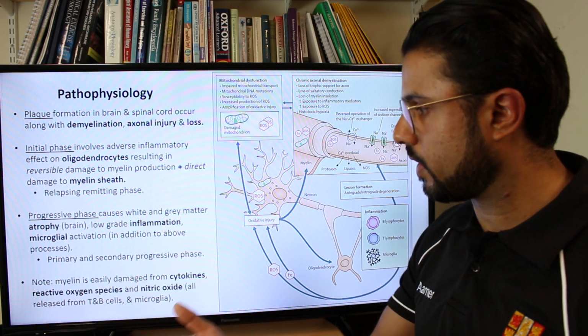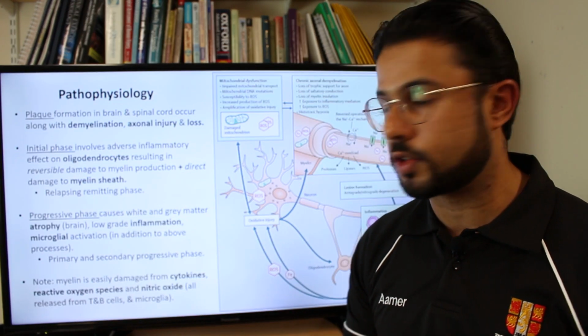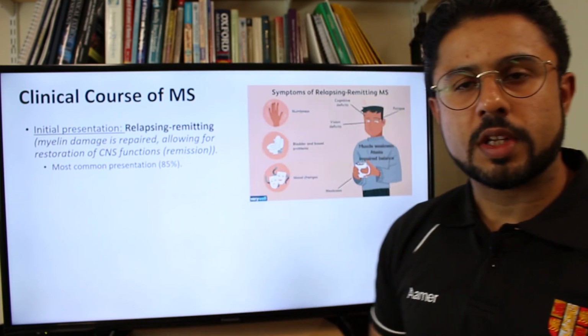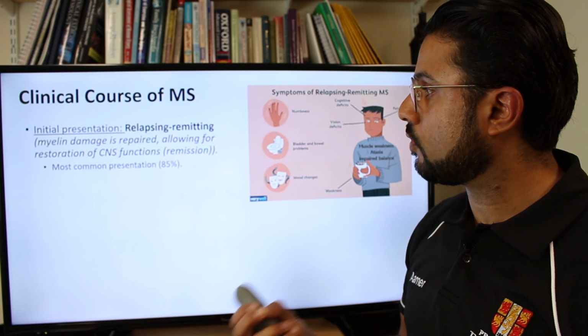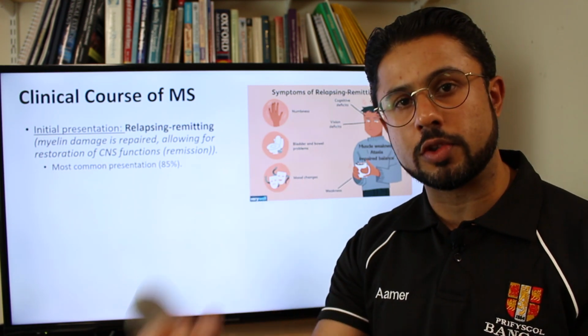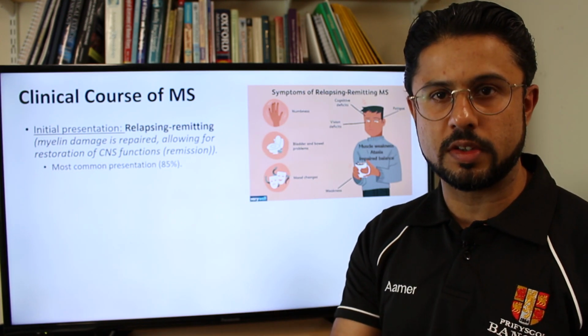I have provided a reference in the description if you want to know more about the pathophysiological mechanisms of this condition. So the clinical course of MS: the initial presentation is this relapsing remitting phase. The damage to the myelin occurs, but it's also repaired when you're in that remission phase, and then you have restoration of central nervous system function.